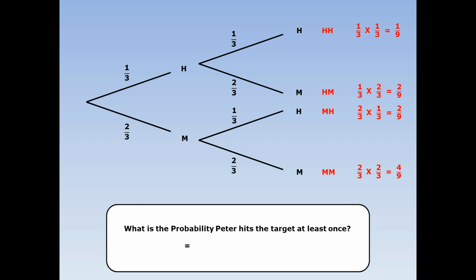What's the probability Peter hits the target at least once? Well, this is these three: a hit then a hit, a hit then a miss, and a miss then a hit. We need to add all these probabilities together. A ninth plus 2/9 plus 2/9. We add the tops up, that equals 5, and the 9 stays the same.